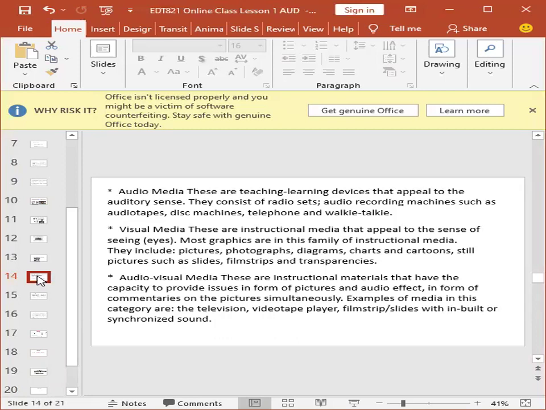Also, we have audiovisual, the combination of the two. These are instructional materials that have the capacity to provide issues in form of pictures and audio effects, in form of commentaries on the pictures simultaneously. Examples of media in this category are the television, video tape player, film strip slides with inbuilt or synchronized sound.